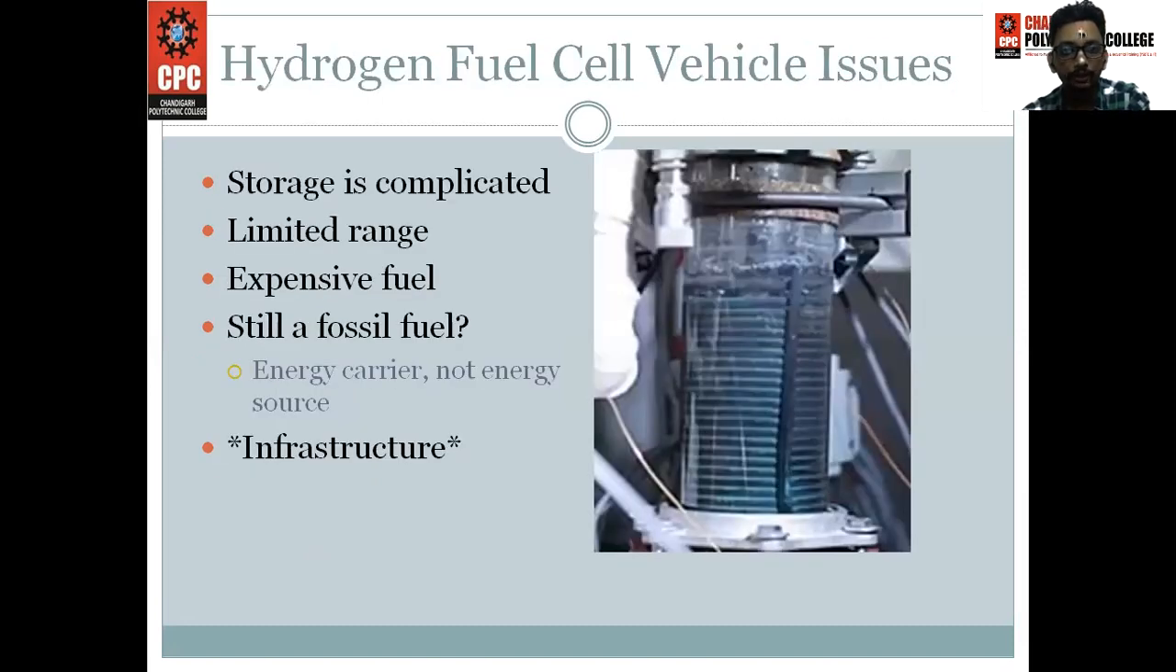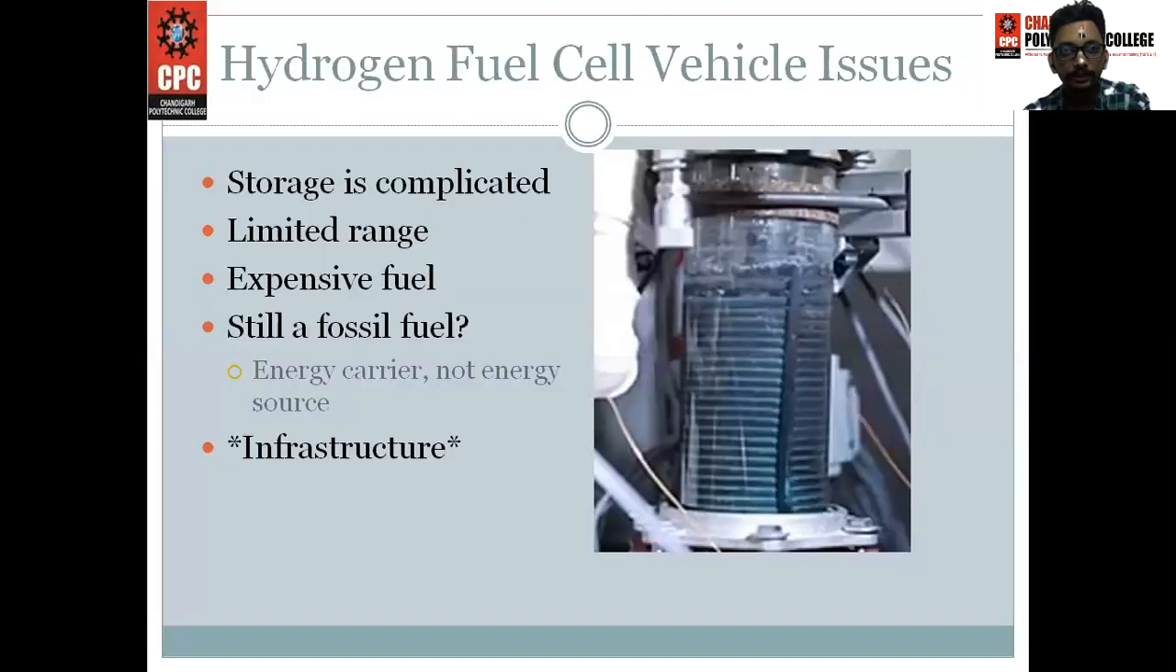Some issues occur in fuel cell vehicles: storage is complicated, limited range, expensive fuel. Its fuel is very expensive. Still a fossil fuel, an energy carrier, not an energy source. And the last one is infrastructure. So these are some applications and issues of fuel cell vehicles.